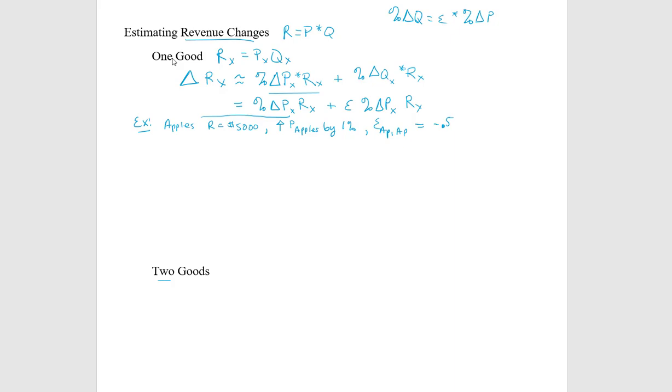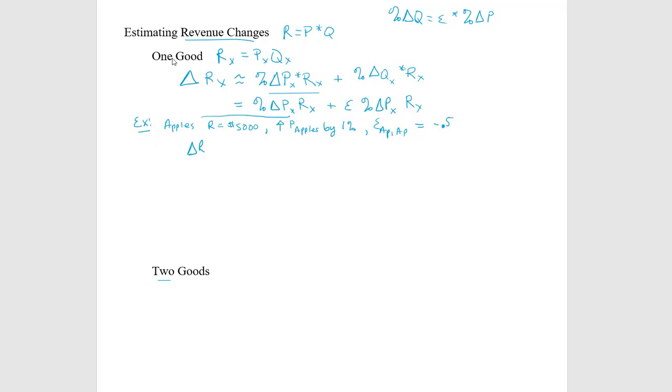So just knowing that the price of apples is going to go up, we know there's going to be an impact on revenue. It might be positive, it might be negative. We'll see what happens, right? Because we're in that inelastic range, we should be able to know that that change in revenue is going to be positive. But let's calculate it.